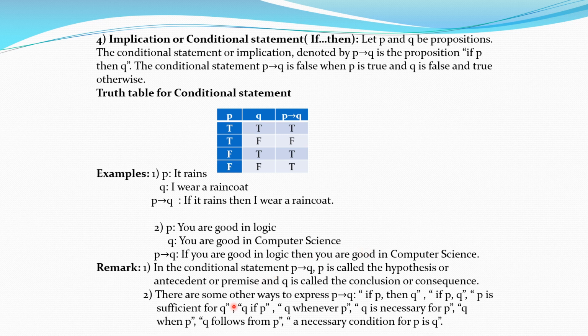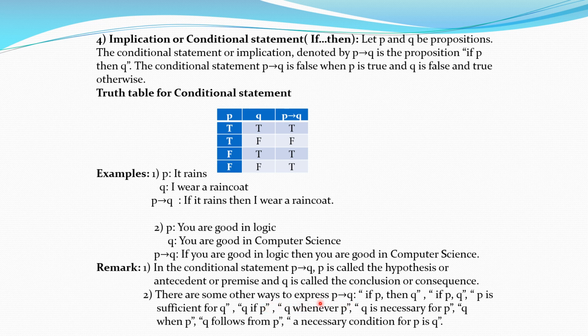Now see some remarks. Now what we say for P and Q in the implication P implies Q. In the conditional statement P implication Q, P is called the hypothesis or antecedent or premise, and Q is called the conclusion or consequence. So in P implication Q, P is antecedent or hypothesis or premise and Q is nothing but result or conclusion or consequence.